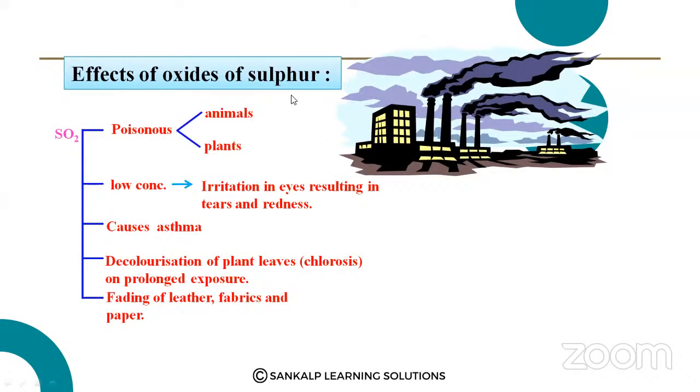Then next is effects of oxides of sulfur. So this SO2 gas is poisonous. It is poisonous for both animals and plants.